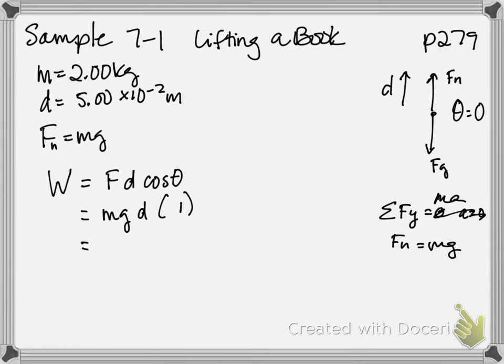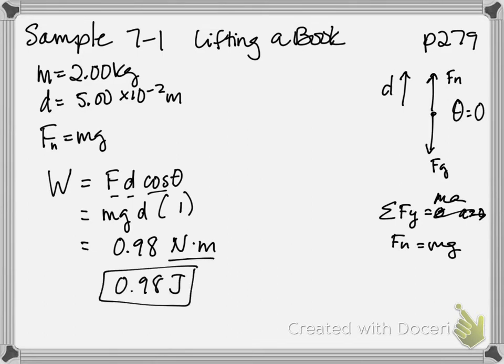So plugging in the mass, the displacement, and the normal force there, we get 0.98. And I probably should talk about units again. The unit for force is newtons. The unit for displacement is meters. Cosines are just ratios of length, so they're dimensionless. Remember, a newton meter, we give that a new name, a joule. So 0.98 joules is the answer for sample 7-1.